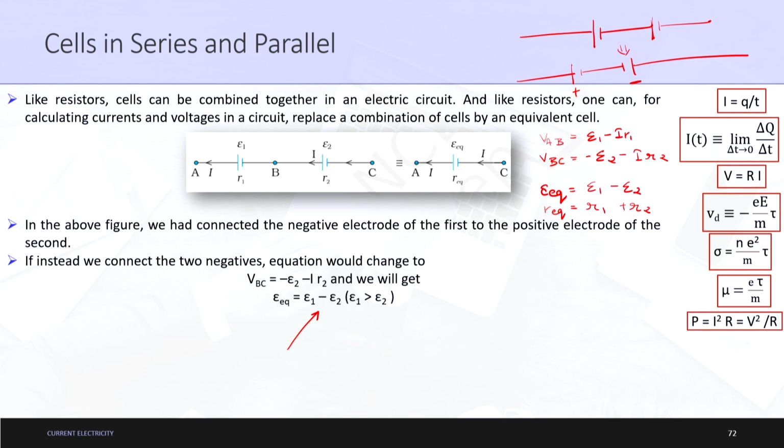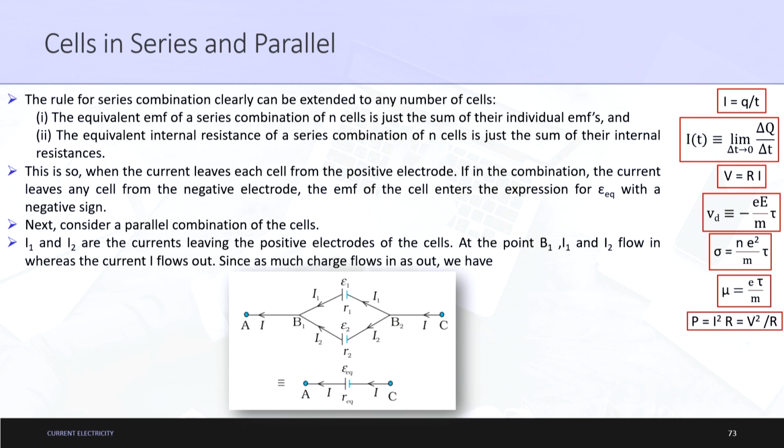Let us move on. So, this inequality is also very much required here, because epsilon cannot be negative. In such a case we just need to reduce the value of epsilon 2 such that epsilon 1 has to be always greater than epsilon 2. Next, the rule for series combination clearly can be extended to any number of cells, quite evident.